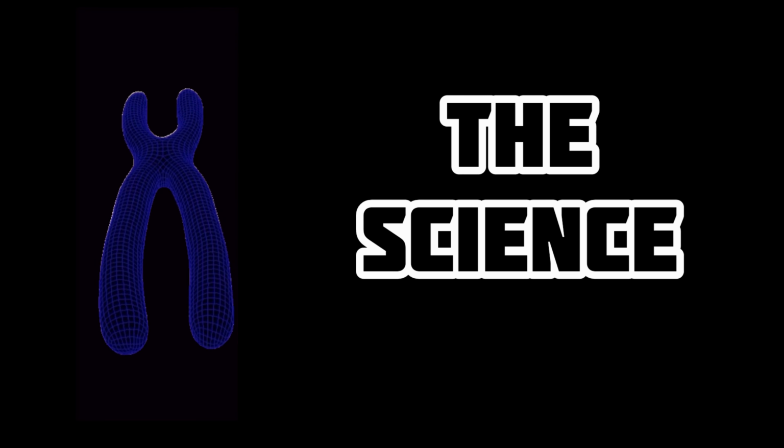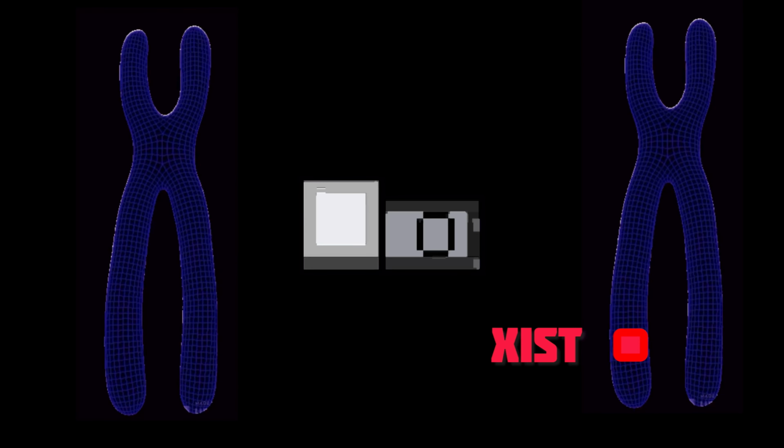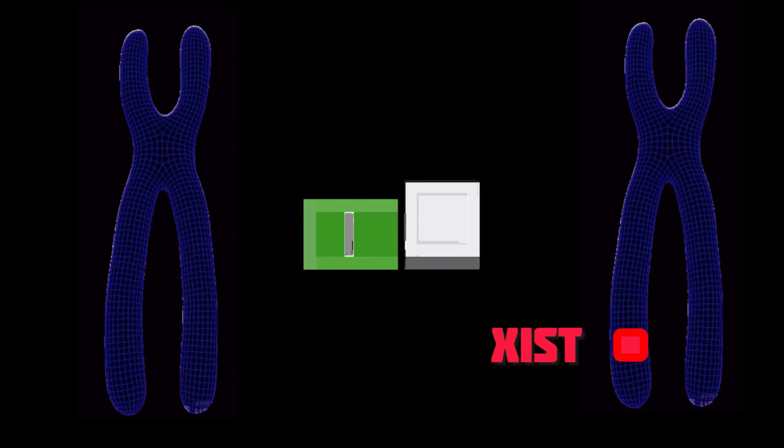Males have one X chromosome while females have two. If both stayed active, the cell would run on an overdose of gene expression, so one X chromosome mutes itself. This process is called X chromosome inactivation. Here's how it works. On the X chromosome chosen for silencing, a gene called Xist switches on.